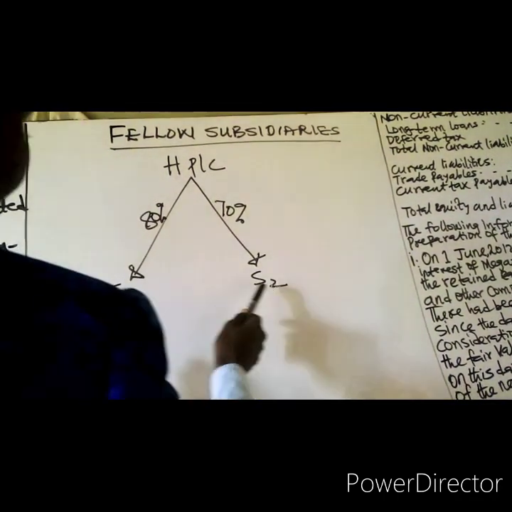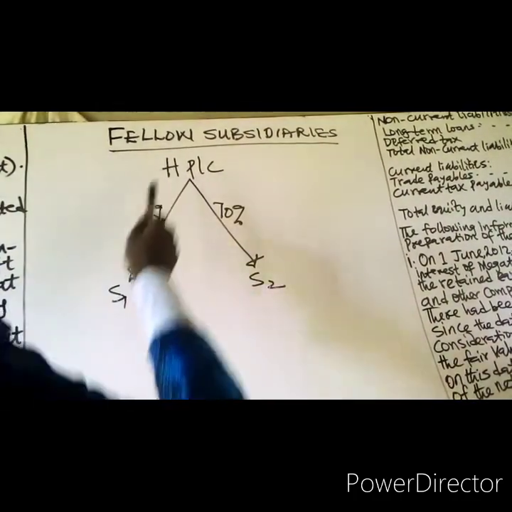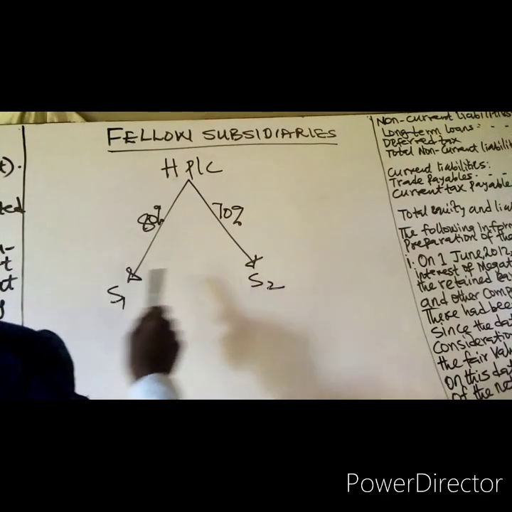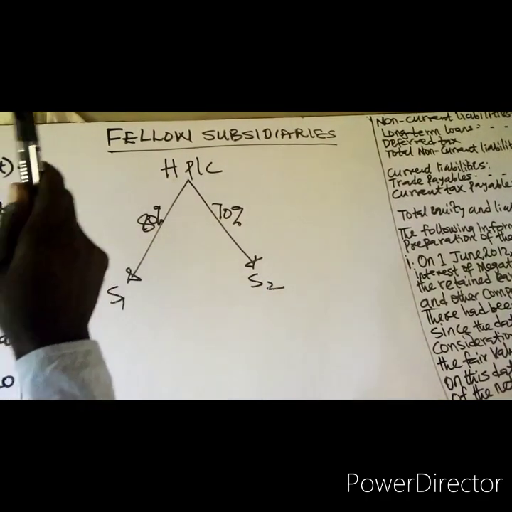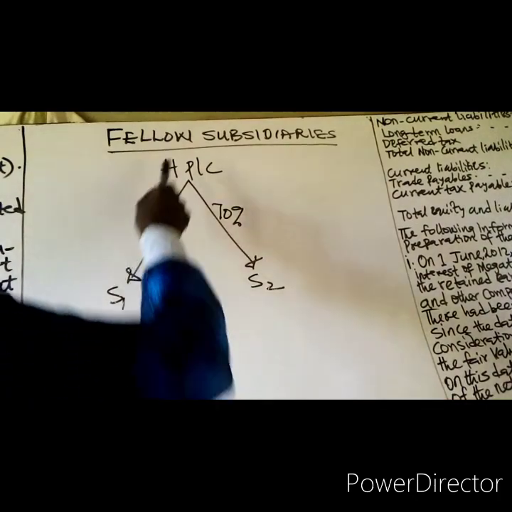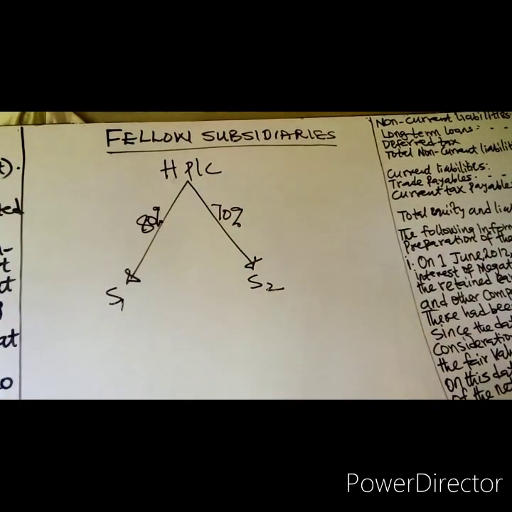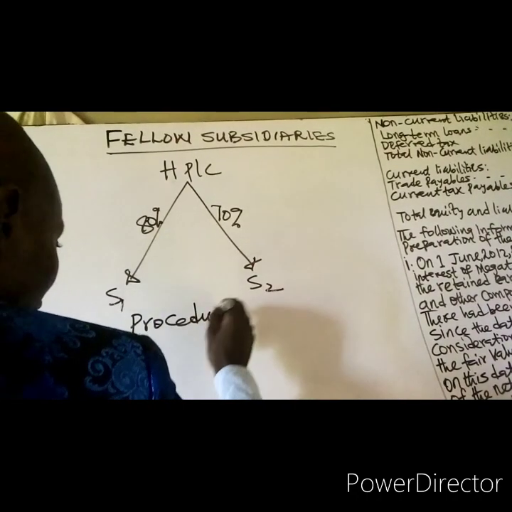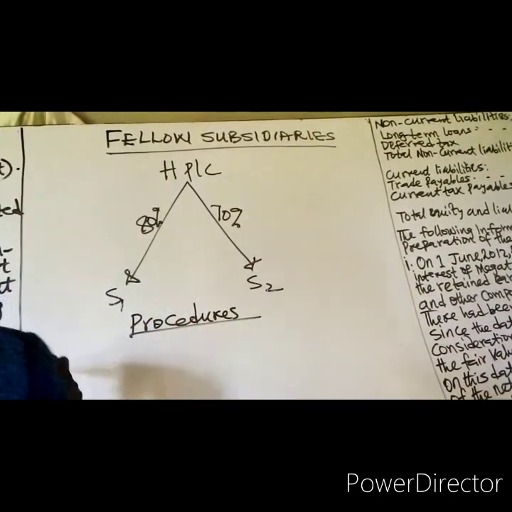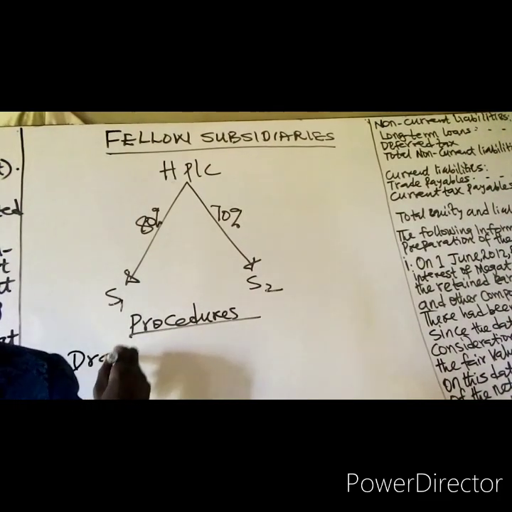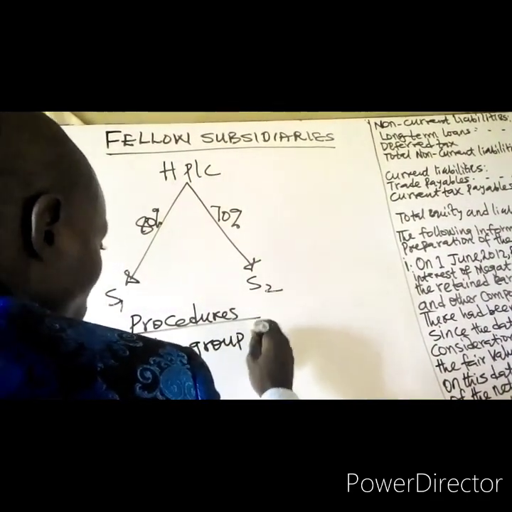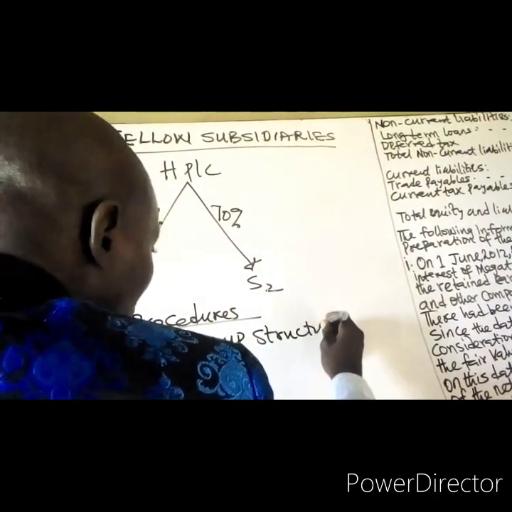Where two or more companies are subsidiaries of the parent and they are not a subsidiary to one another, they can be said to be fellow subsidiaries of the parent. So, the procedures for consolidating fellow subsidiaries. Number one, you draw the group structure. That is the first step.